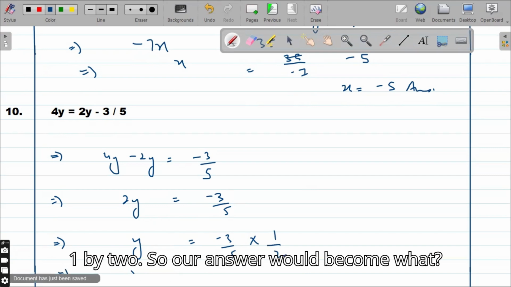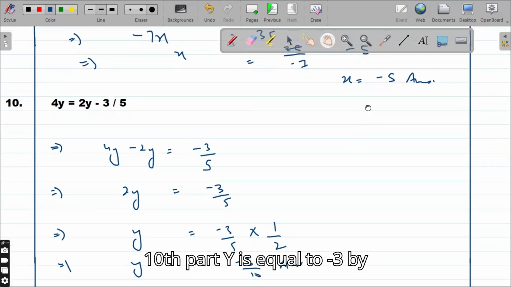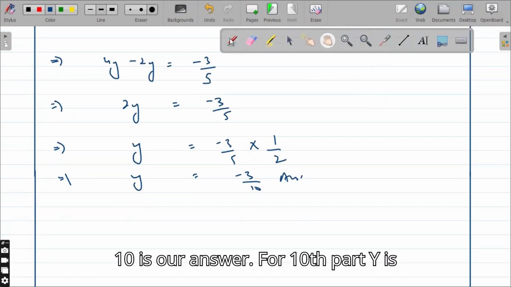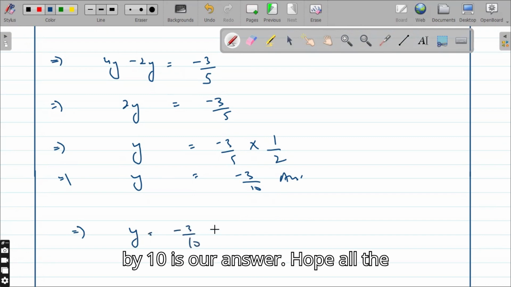So our answer would become what? Minus 3 by 10. This is our answer. So for the 10th part, y is equal to minus 3 by 10 is our answer.